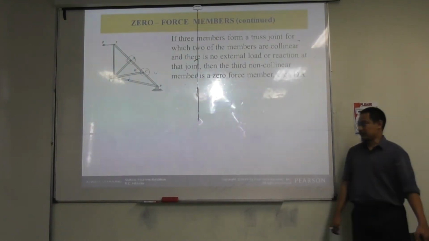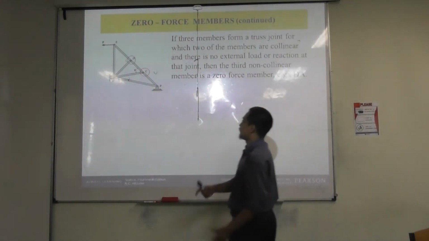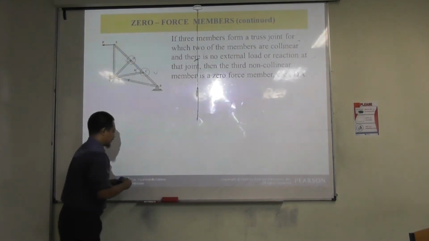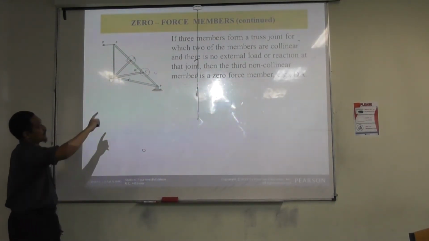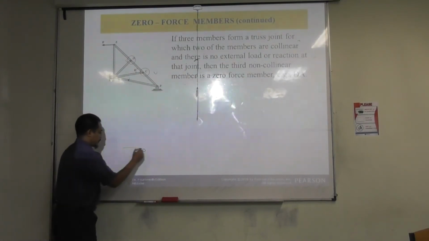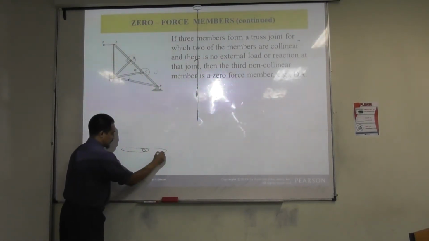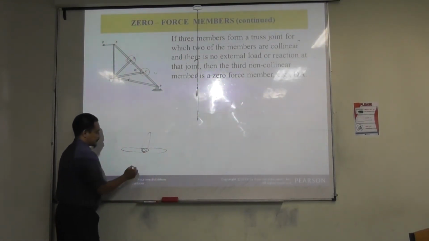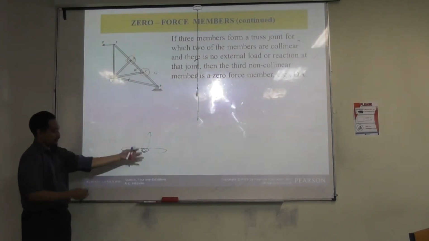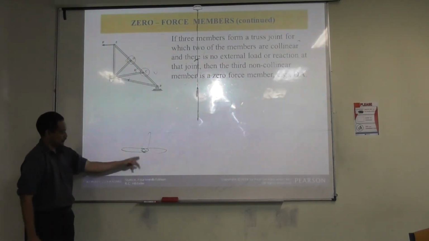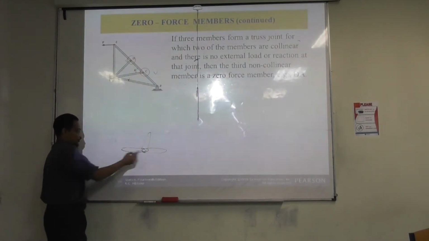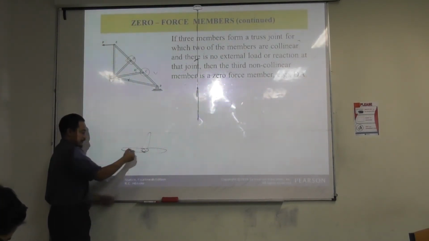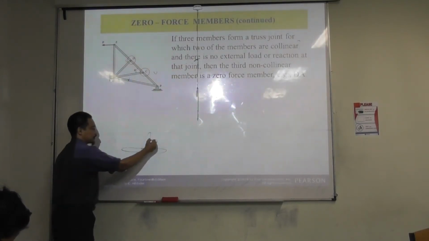Now another inspection is, if you have a particular joint with 3 members, but 2 are collinear, meaning that you have 1 member like this, 1 member like this, and 1 member like this, for example. No other external force. So 2 collinear, and the third one will be 0.